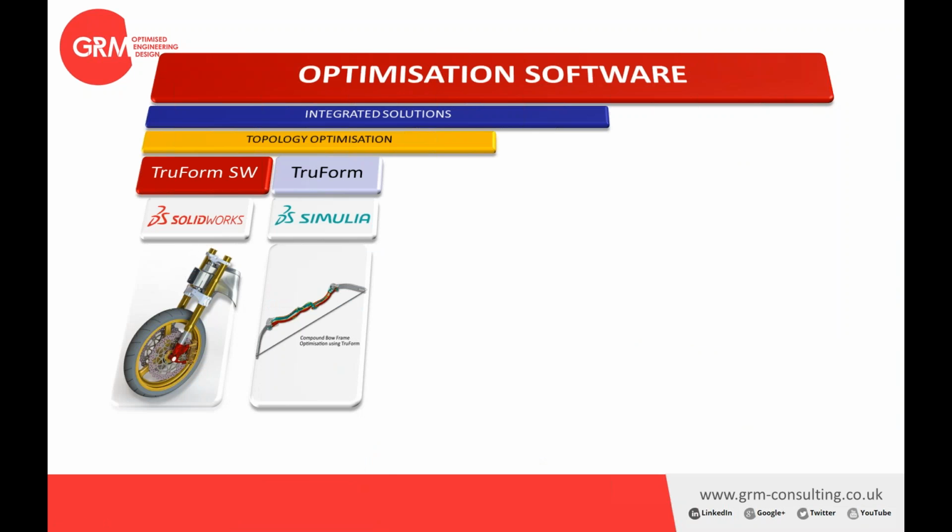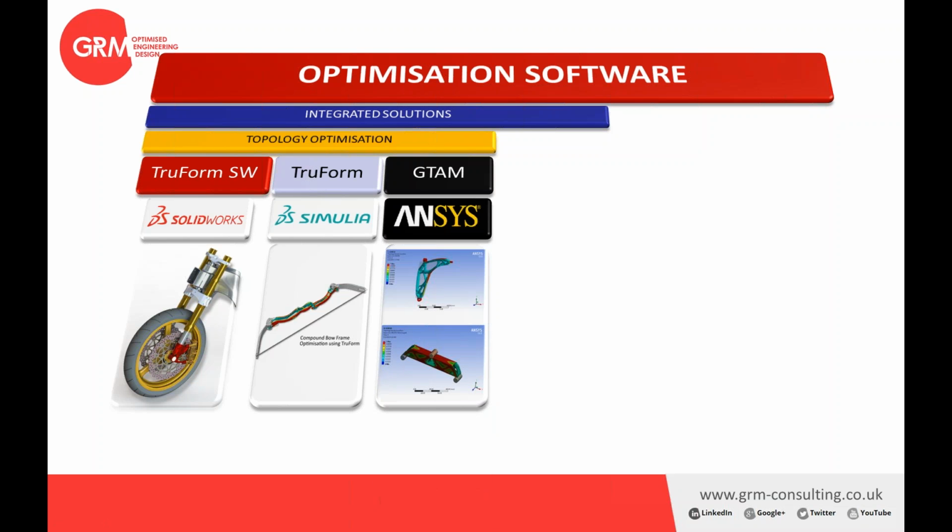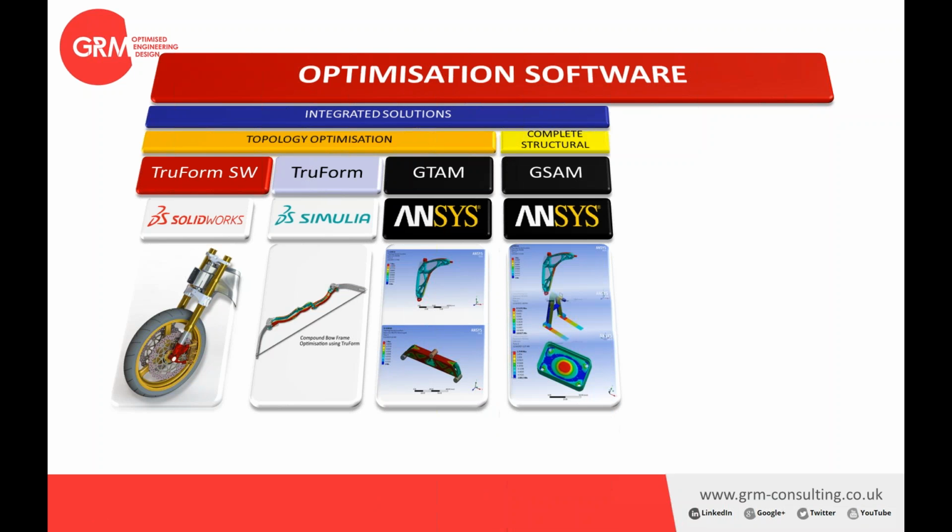Further to TruForm SW, we also have TruForm, which is our original TruForm product, embedded in another Dassault product, which is Simulia, or Abaqus as it's often known. And then we also have available GTAM, which is topology optimization added into the ANSYS Mechanical Workbench environment. And there's a new product we also have available through our partners. We have GSAM, which is an extension to ANSYS Workbench, which allows us to do more than just topology optimization. There are extended structural optimization methods inside ANSYS.